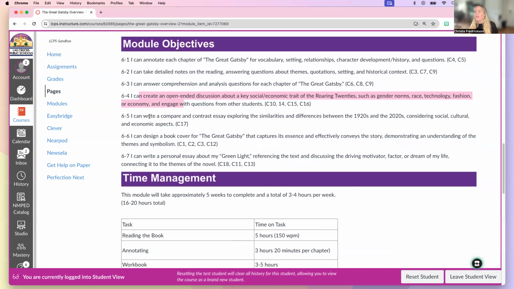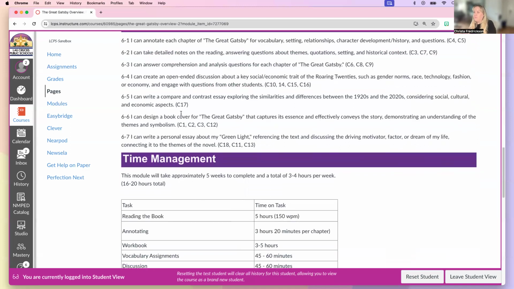Then the next thing is I want you to write a compare and contrast essay exploring the similarities and differences between the 1920s and 2020s. There are so many things going on today that were also relevant in the Roaring 20s, but there are also things that are completely different, and you're going to be comparing and contrasting the two.